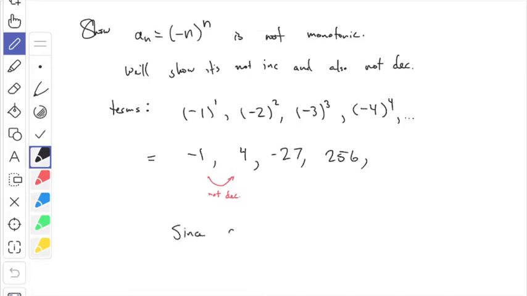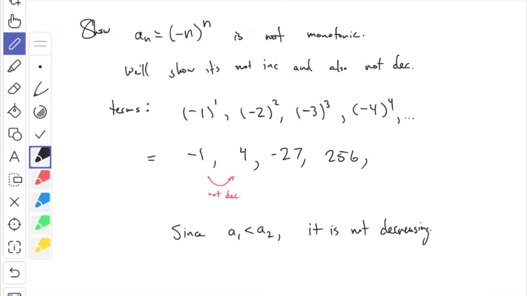So for those two, I would say since A1 is less than A2, it is not decreasing, right? Decreasing means it gets smaller every time, but that is a particular example where it got bigger. In that one step, it got bigger. So that means the sequence overall is not a decreasing sequence.